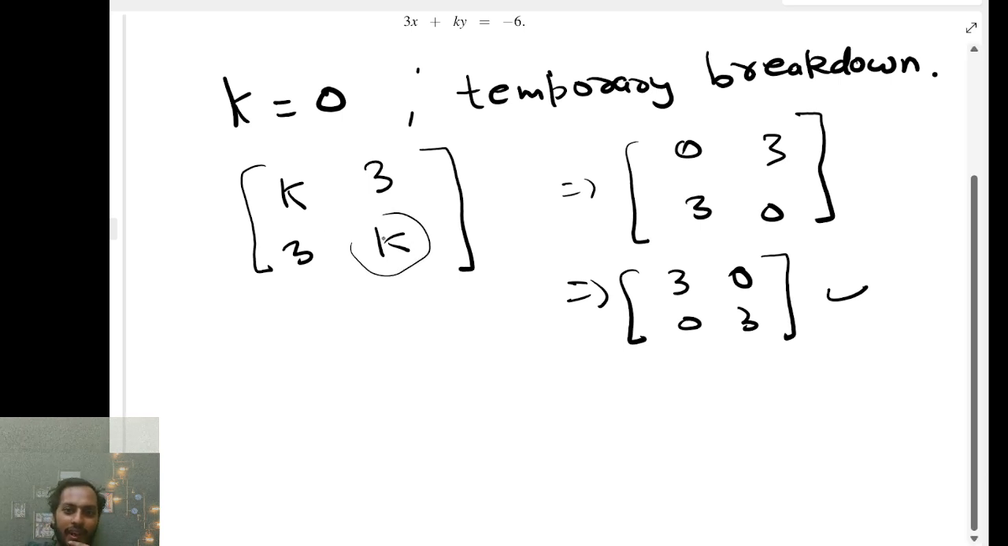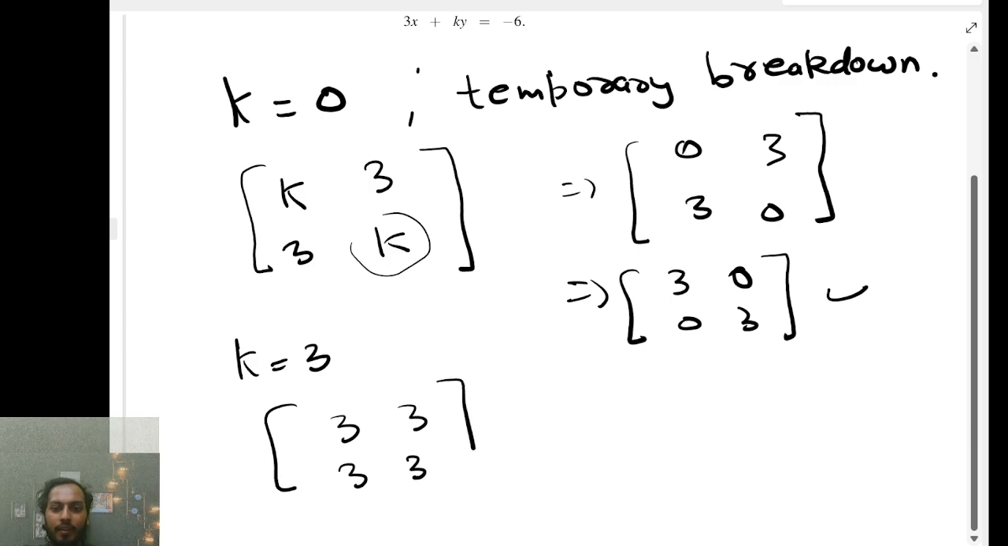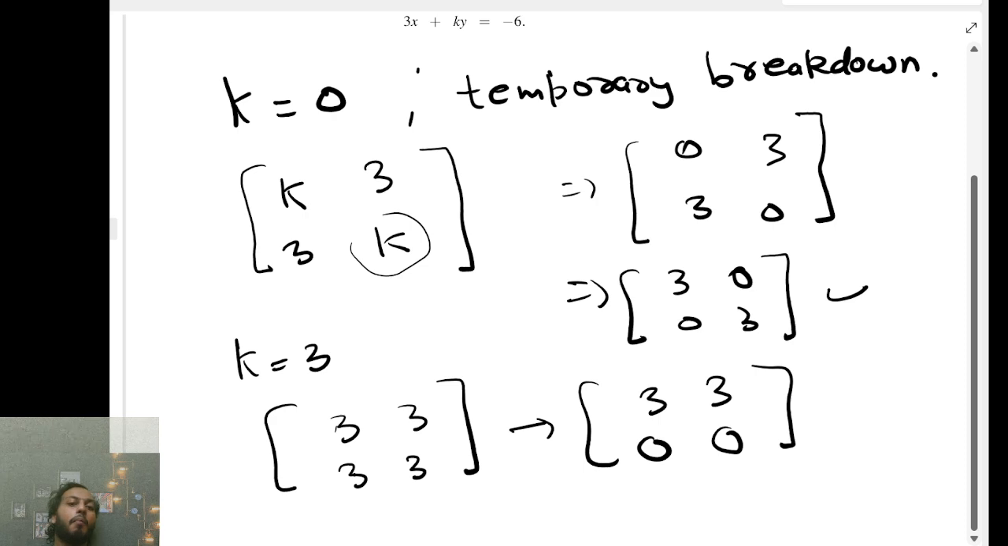Very easy. I need to choose a number here so that when I take the multiple from above, it becomes 0 here. Can I choose k equal to 3? If I choose k as 3, are you seeing what type of matrix it becomes? 3, 3, 3 and 3. Now are you seeing what will happen? What multiplier should you choose here? If you choose minus 1 as a multiplier and subtract them, this will become 0, and together with it this will also become 0, and it will be a permanent breakdown.